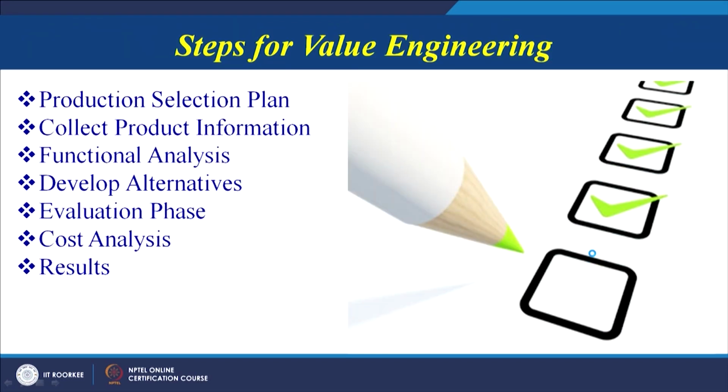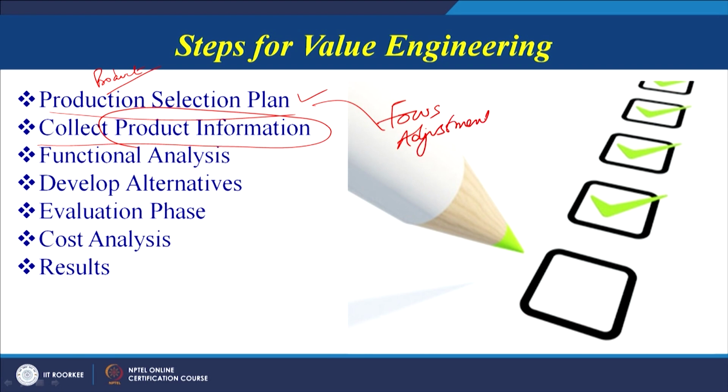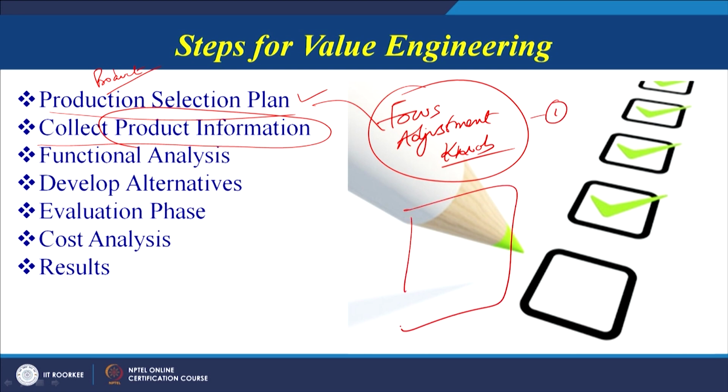Now these are the steps for value engineering which we have already covered. Basically, if we are talking of improving a manufacturing facility or a manufacturing process, we select the production plan, then collect the product information, or here we can also select the product. So we have to first select the product. In our case, our product is a focus adjustment knob, which is one part of a bigger instrument. So we are focusing on one part of a bigger instrument, that is a focus adjustment knob.